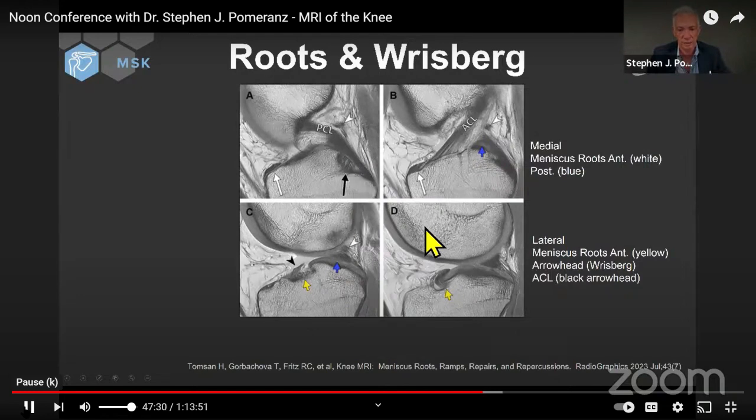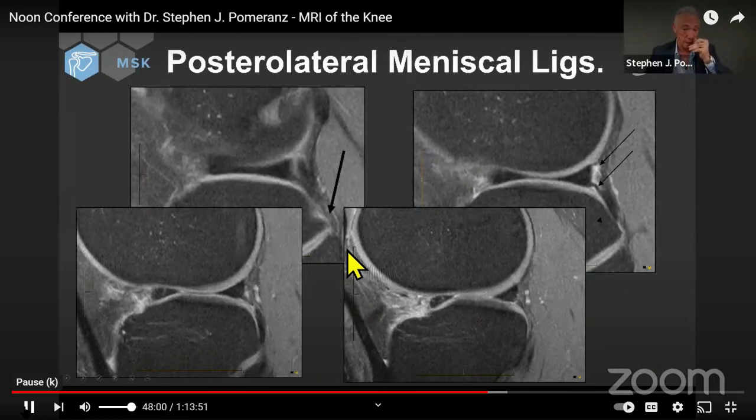Now let's go to C and D. Again, let's ignore the meniscofemoral ligament of Risberg. Here's our anterolateral meniscus root, the yellow arrow. What's that? The ACL. Look at the relationship between the anterolateral root and the ACL. It's intimate. And then look at the relationship between the posterolateral root and now the meniscofemoral ligament of Risberg. It's also intimate.